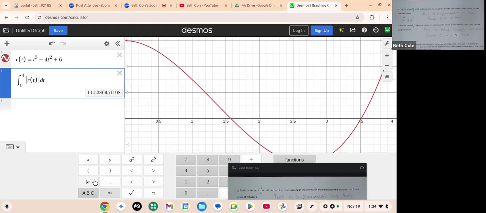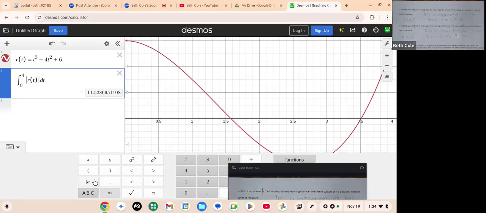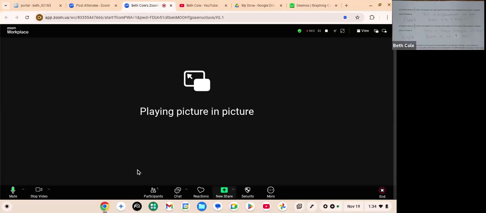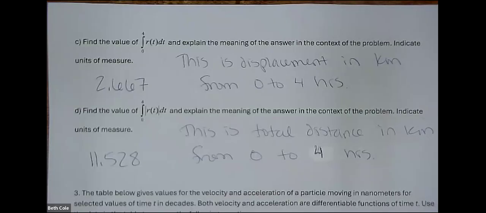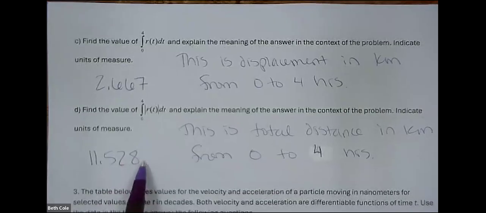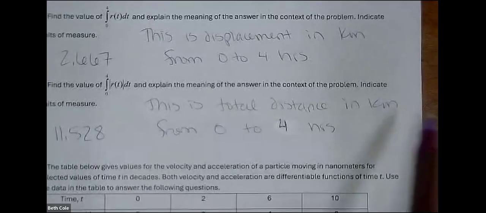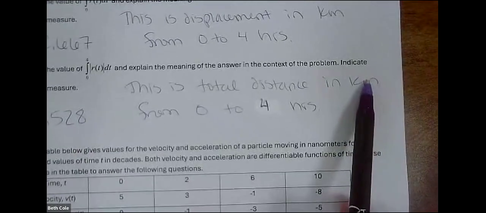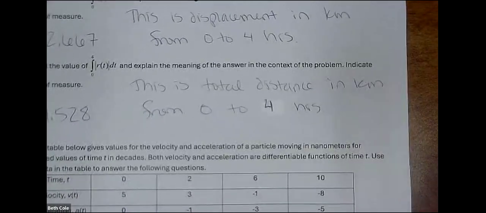All right. 11.528. And you don't actually need to write kilometers next to that. Do you know why? The reason we don't need to put kilometers right there is because we put kilometers in our sentence, and you don't need to put it twice. As long as you put it once, then you're good. All right, I don't need my calculator anymore, so I can quit skipping back and forth.